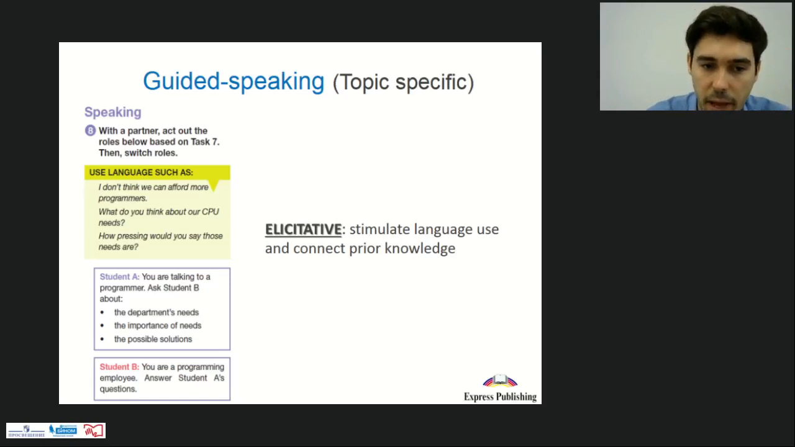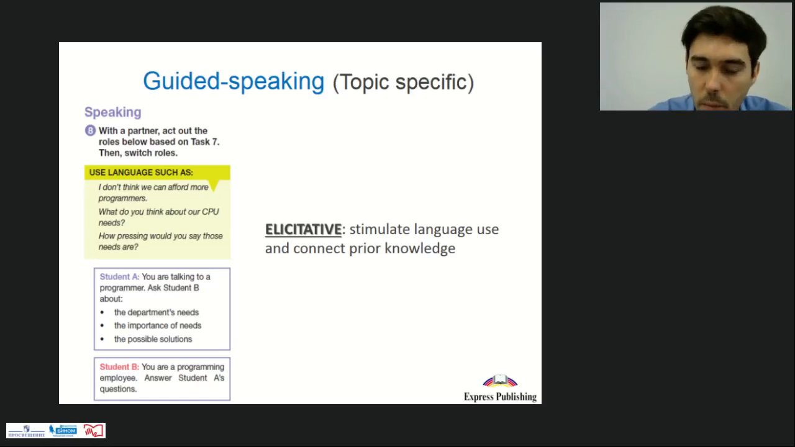So we have here student A and student B. Student A is a programmer, and student B is a programming employee, and they're talking about some problems inside the department, and they're trying to solve these problems and think about what the department needs to improve.